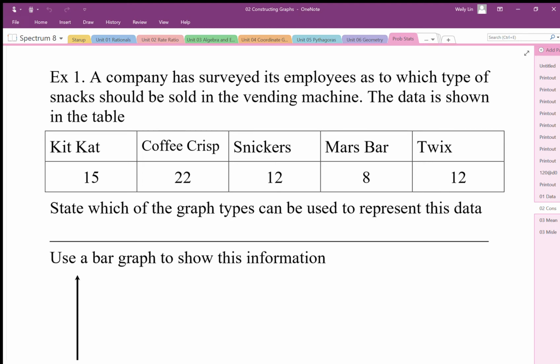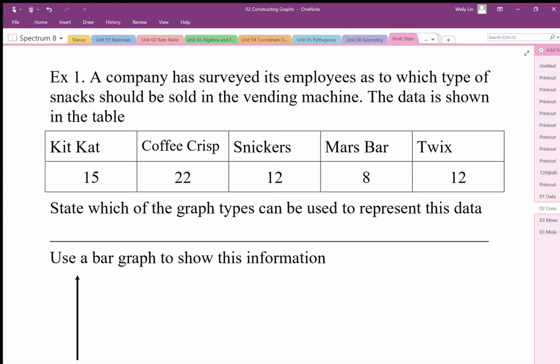So here we have a bunch of information given to us in a table. A company surveys its employees on which types of snacks should be sold in the vending machines, and we have this data here. And obviously, the Coffee Crisps are the most popular because they're definitely the best chocolate bars. So we can figure out what kind of graphs we can use to represent this data.